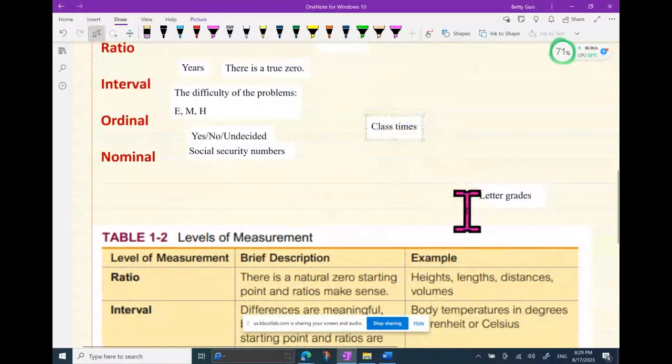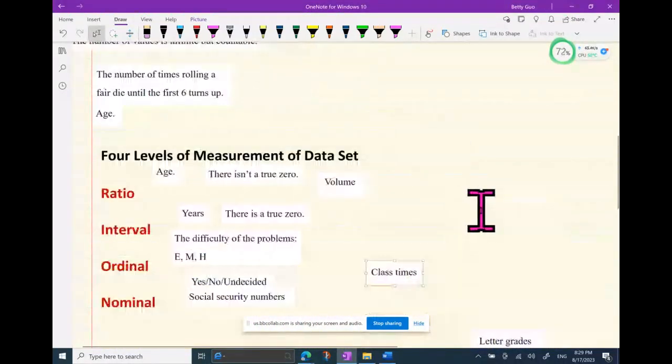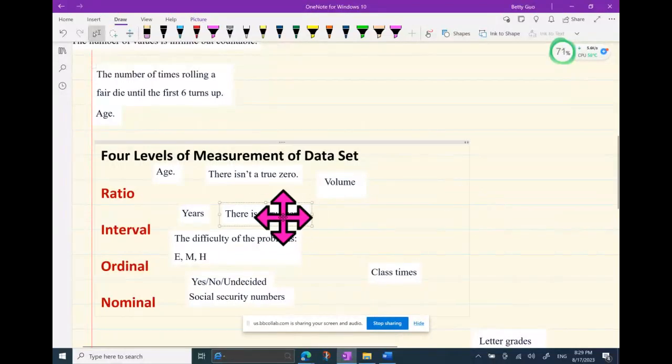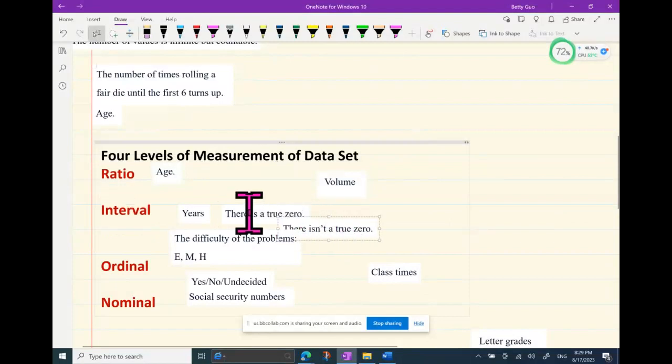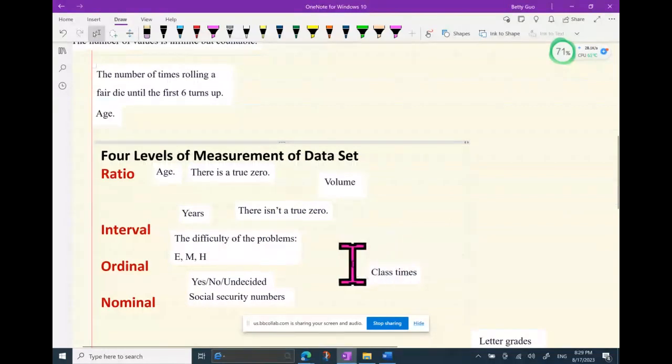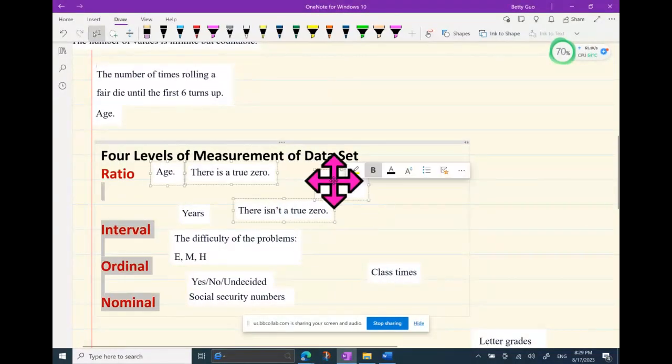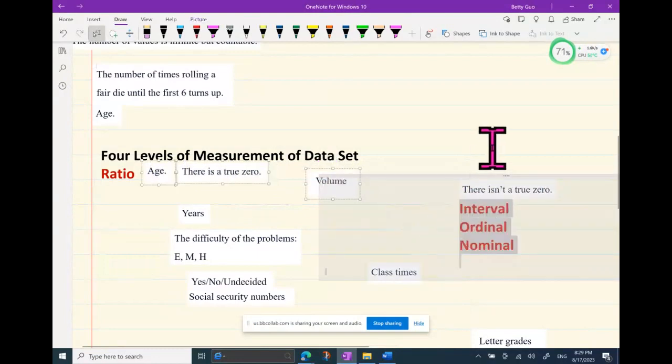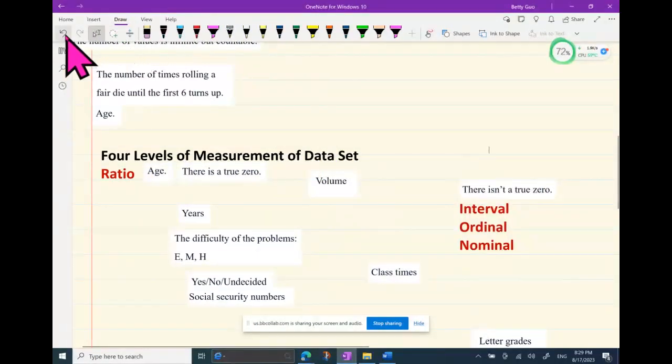What about... I'm sorry to interrupt, but I thought ratio has a natural zero where interval has no natural zero. Oh, hold on. Oh yeah, I put it wrong. You're right. Yeah. Interval does not have a true zero, so we cannot take a ratio. I apologize. And ratio has a true zero, like age or volume. My bad. Thank you for pointing out.